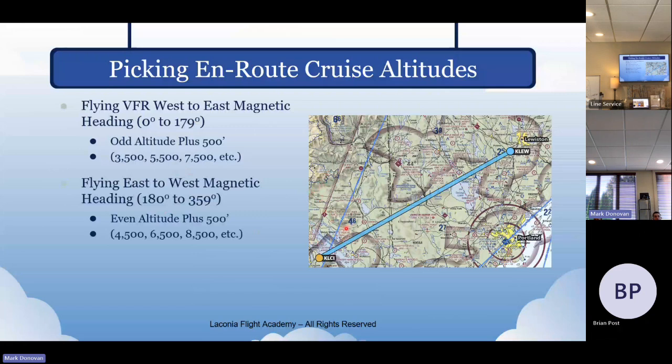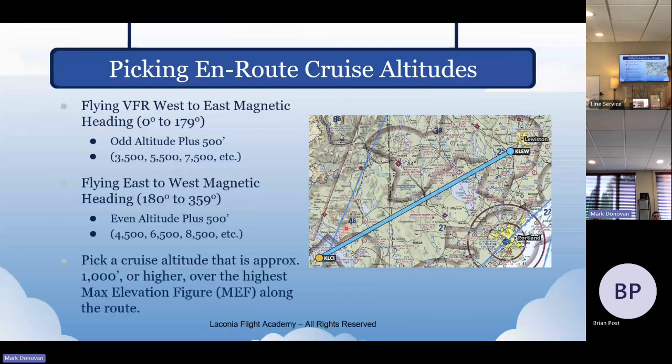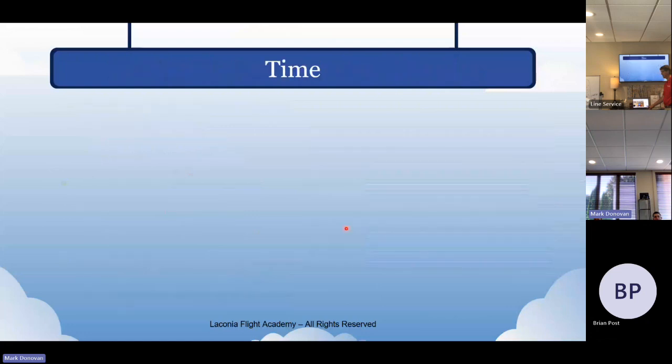They said there, 8,500s. I don't want to say it's a waste of fuel, but it's probably excessive. So pick a cruise altitude that is approximately 1,000 feet or higher over the highest max elevation figure along the route. And again, those big blue numbers are the max elevation figure.